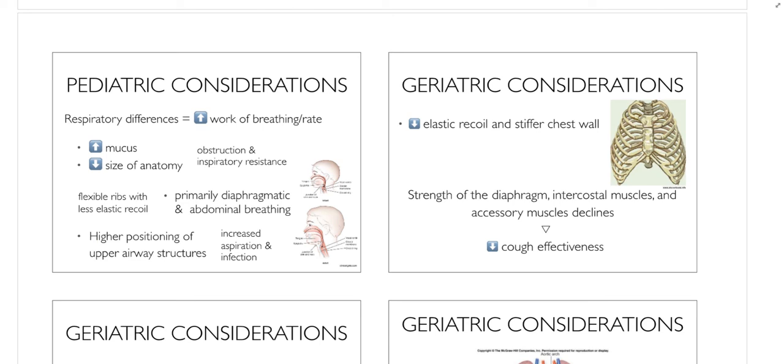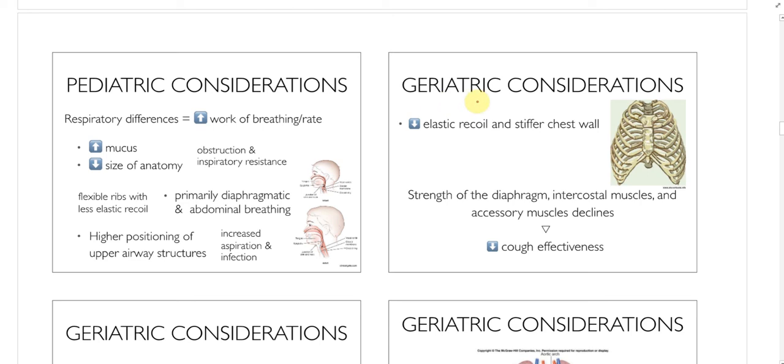That means we're going to have kids using diaphragmatic and abdominal breathing as their primary muscular control of breathing. They also, compared to adults, have a higher positioning of their upper airway structures, and they're narrowed still, with a decreased size of those structures. So we're going to have an increased risk of aspiration and infection because of the higher positioning, increased mucus, and decreased size of the anatomy.